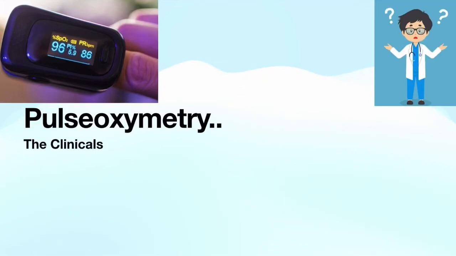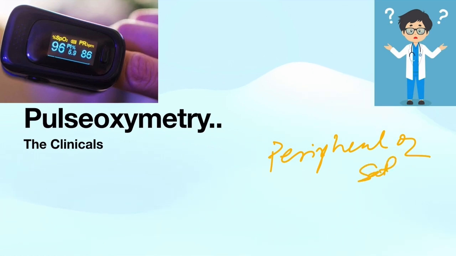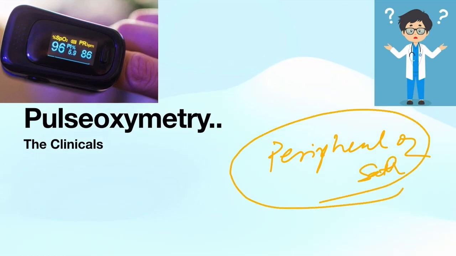Hello guys, today we'll be discussing pulse oximetry, right? A very important and interesting topic. So, what is it? It's just an instrument or a modality for rapid, non-invasive and continuous estimation of peripheral oxygen saturation, right? Nothing else. It just measures the peripheral oxygen saturation in a rapid, non-invasive and continuous way.